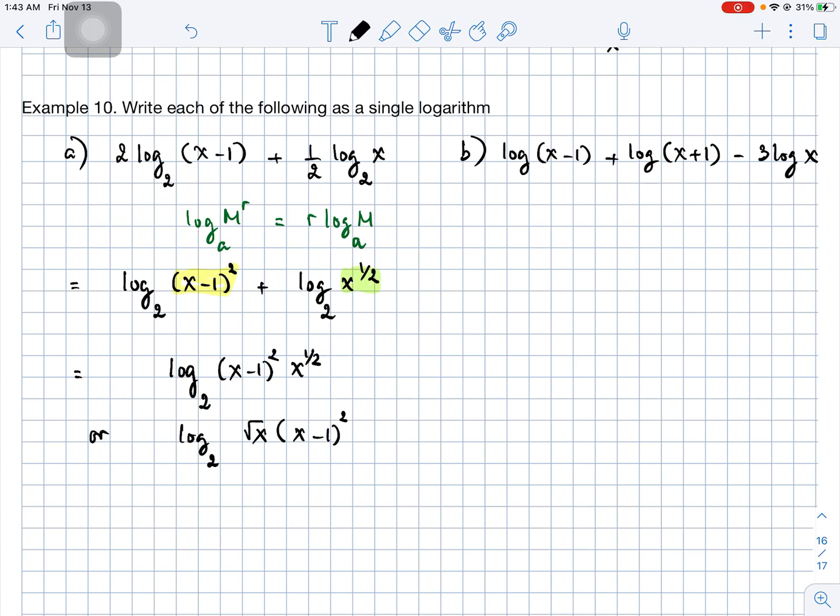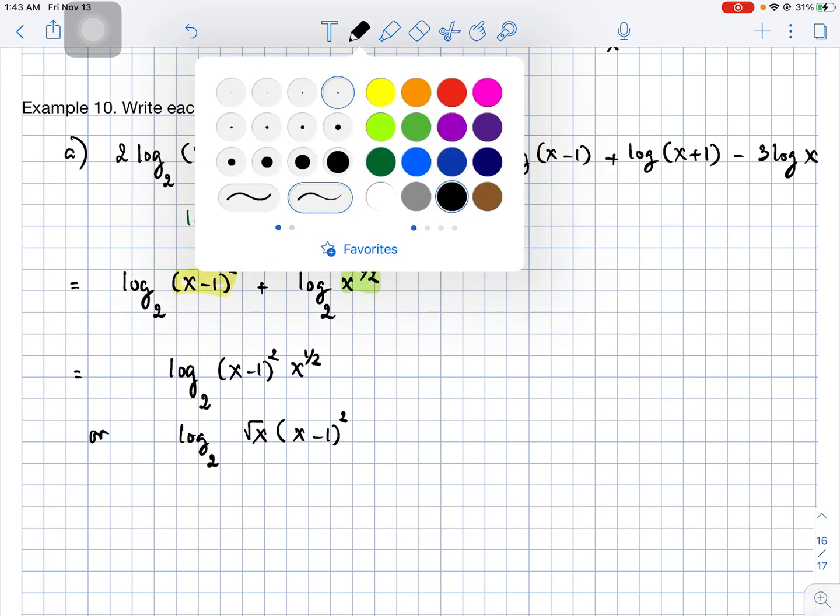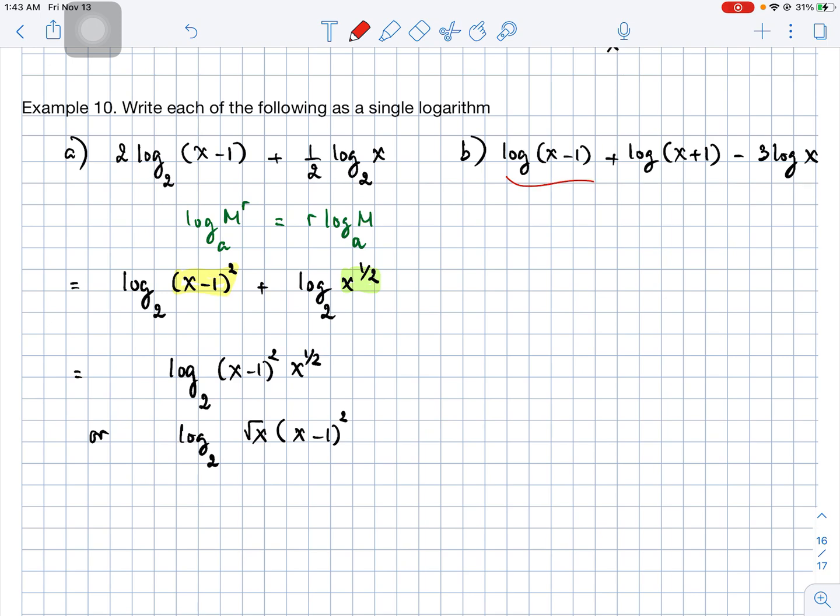Okay, so in part B, we're going to do it step by step, and we go from left to right. We follow the order of operations. So from left to right, you see this log first. So we can use the product rule to combine these two logs. Then that will be x minus 1 times x plus 1.